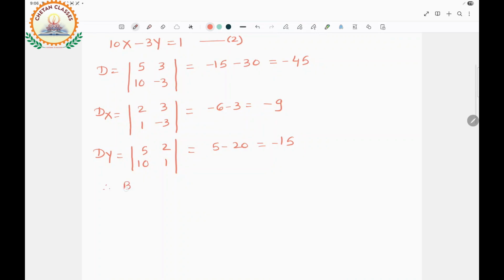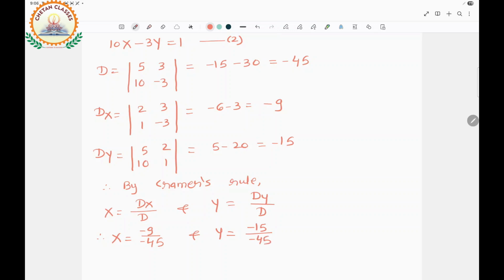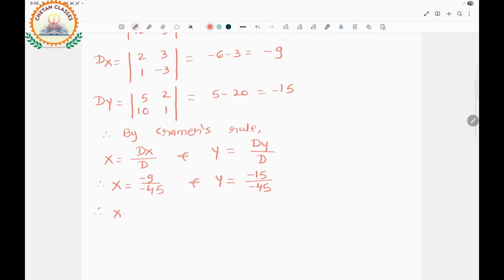Therefore, by Cramer's rule, we get capital X is equal to, write the formula dx upon d, and capital Y is equal to dy upon d. Put the values. So X is equal to minus 9 upon minus 45 and Y is equal to minus 15 upon minus 45. Therefore, X is equal to 1 by 5 and Y is equal to 1 upon 3.